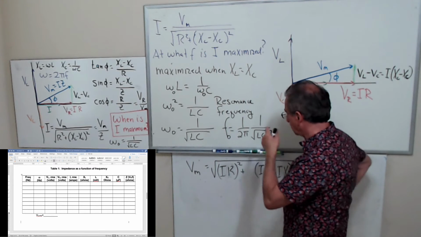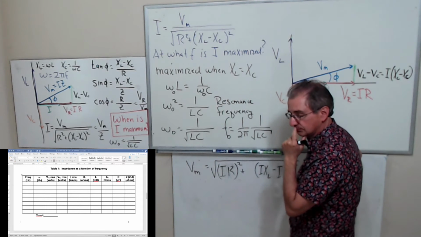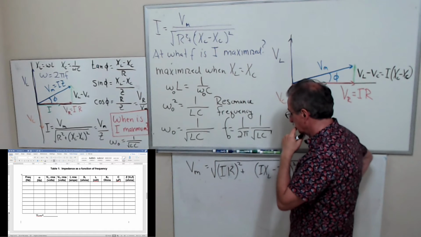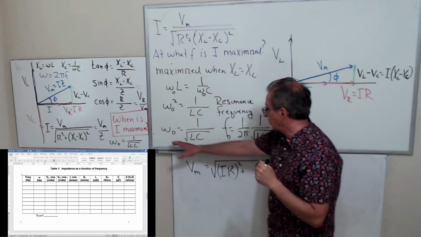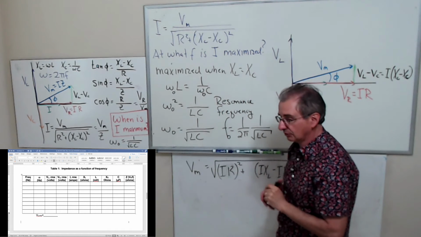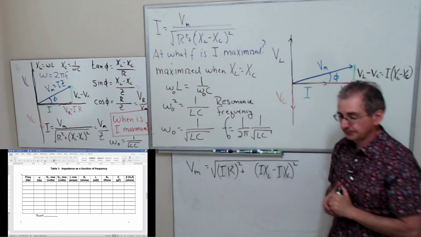Questions on this? So anytime I denote omega naught or f naught, I'm talking about the resonance frequency.